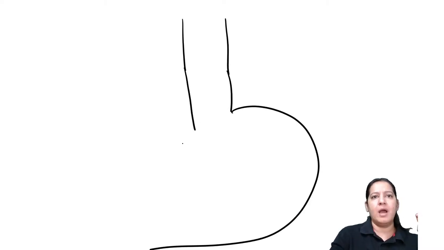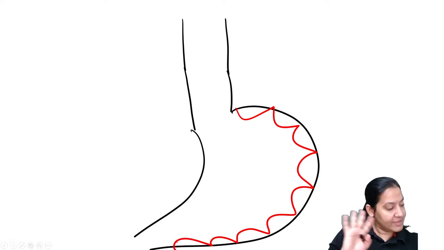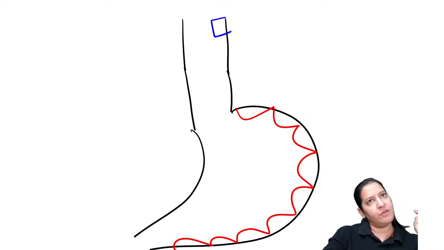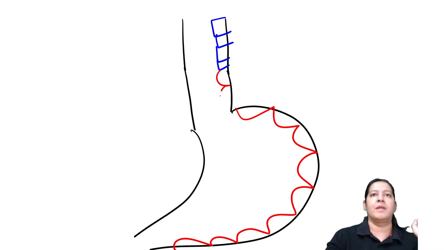So this is the esophagus and this is the stomach. The lining of the stomach is still the same. It is columnar. There is no change. But in the esophagus, the upper esophagus is still squamous, while the lower esophagus converts into columnar, like the stomach.